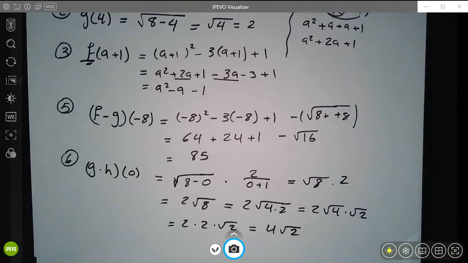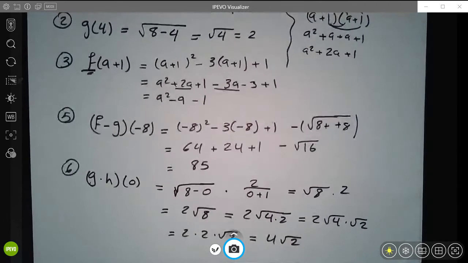Now, in the homework, if they won't accept an answer in root form, they might ask you to enter decimals. So pay attention to the instruction. It could say to round to 2 decimals or 3 decimals or whatever they ask you to.